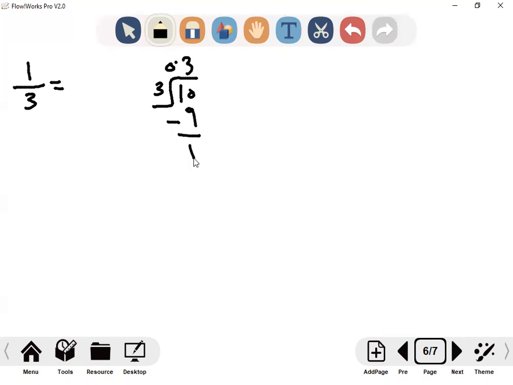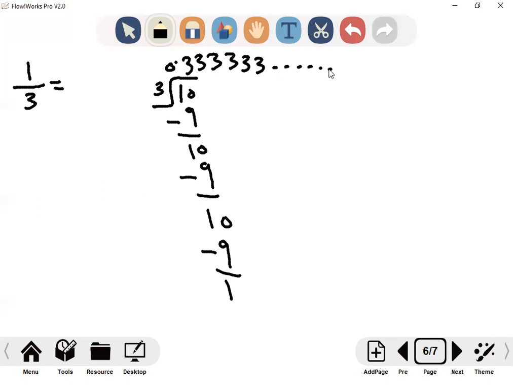Add 0 because we have decimal 10 on a 3. 3, 9, subtract 1, right? Add 0. 3, 3, 9, subtract 1, right? Until where? It will be something like this forever. What we call this? We have 2 names for it.